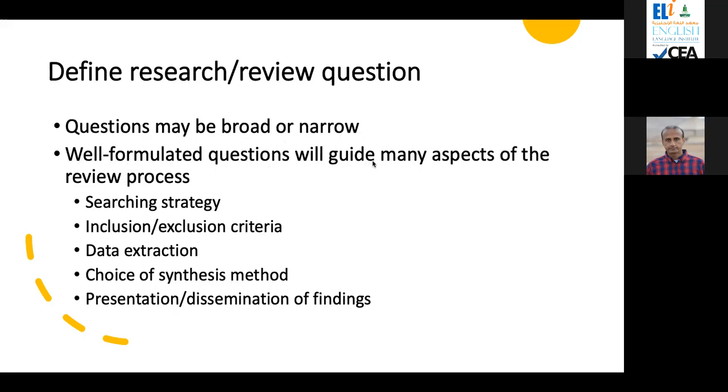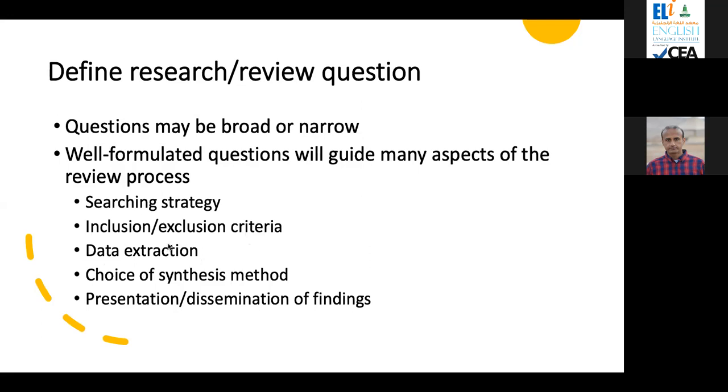Well formulated questions will guide many aspects of the review process, like the searching strategy. If the question is narrowed down, it can be quite handy, because then we can determine so many things initially. Inclusion, exclusion criteria, like what we will include, what we will exclude. If we are aware of Boolean search in databases, then we understand that in advanced search, we have the ability to include and exclude certain terms. So this can help us at that particular point.